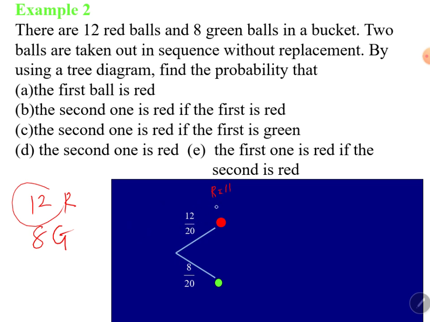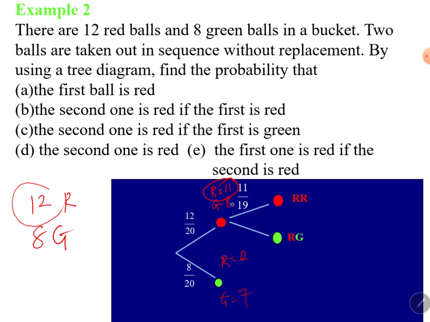Because we take 1 from the first part, the green ball still remains as 8. But if we take out the green, our red ball still has 12, but our green ball is left with 7. So for the second sequence, we can also take out red or green. If we take out the red, how many red are left? We only have 11 red, out of the total balls inside the bucket, which is 19. So the probability is equal to 11 over 19.